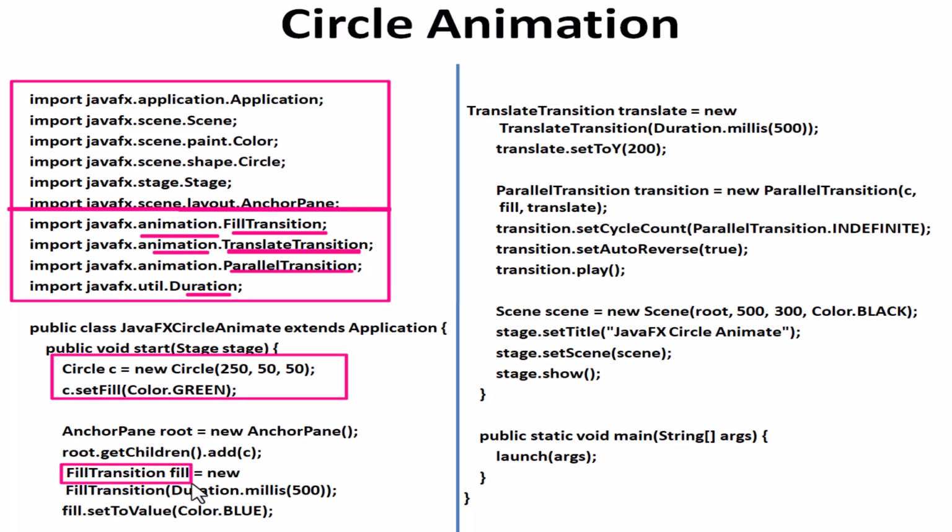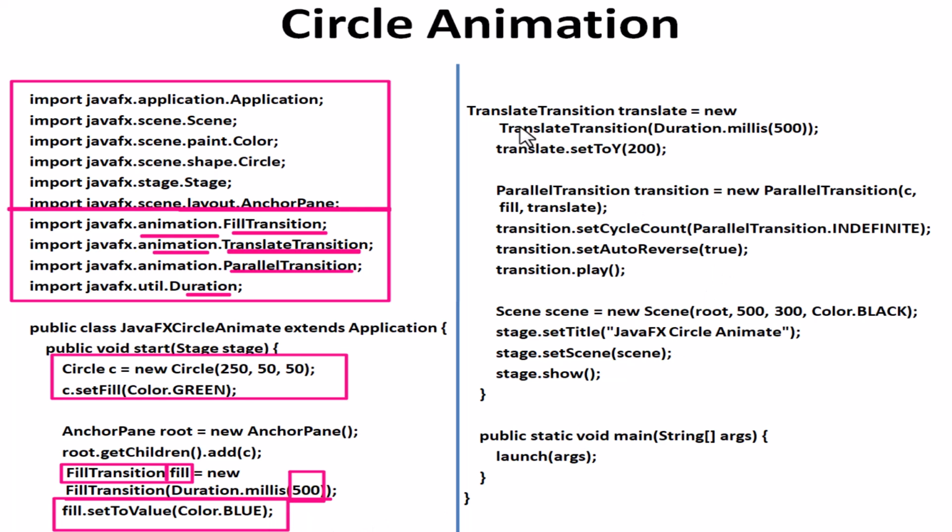Here we have initiated the fill transition. The name of the object is fill. So we have created a new fill transition. Here we have mentioned the duration, which is 500 milliseconds. Next we have set the fill value to blue.